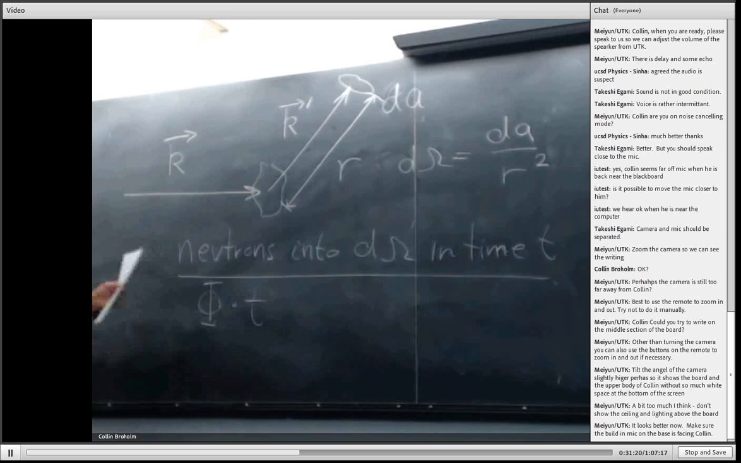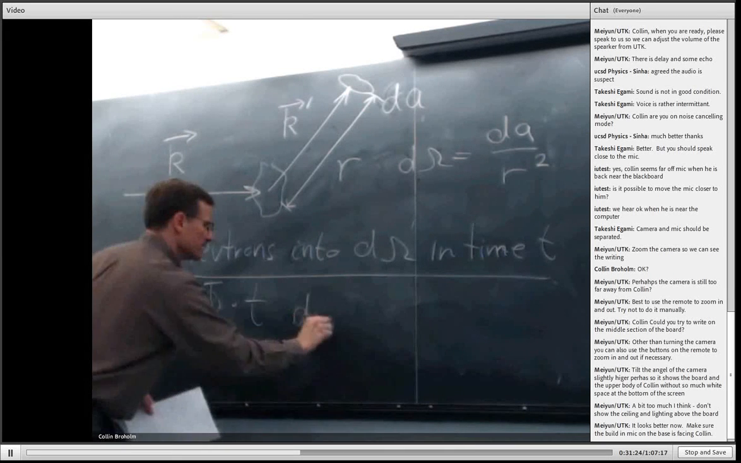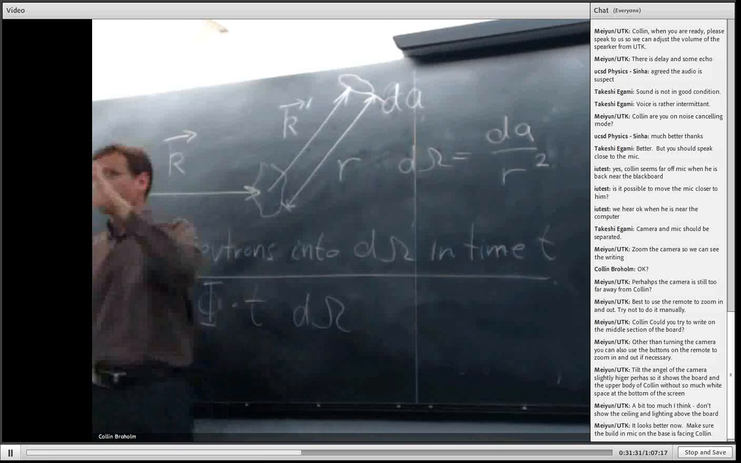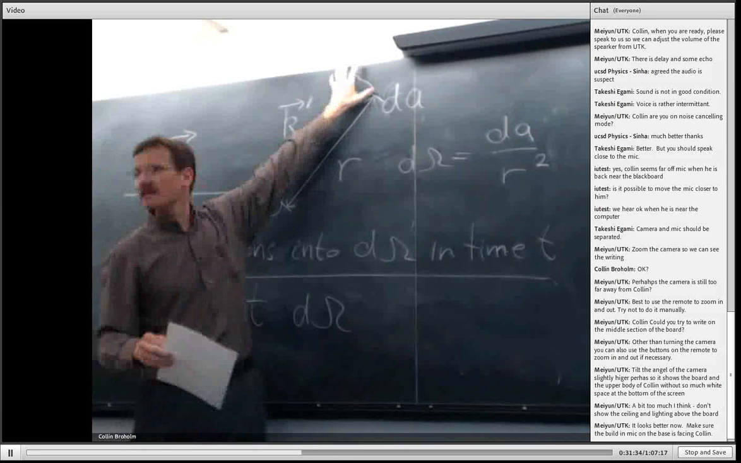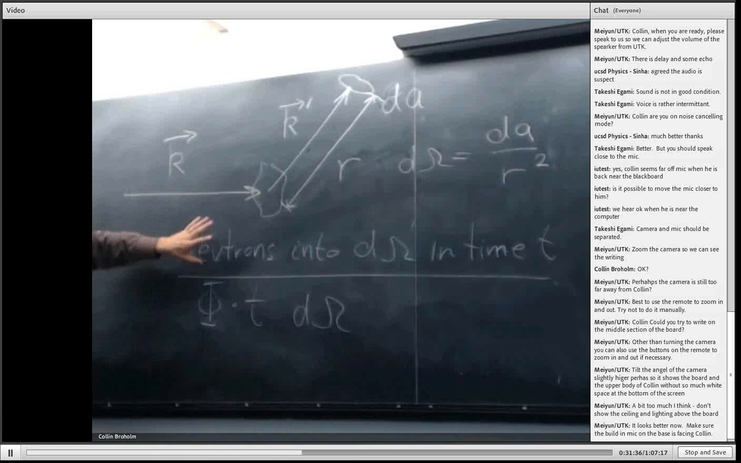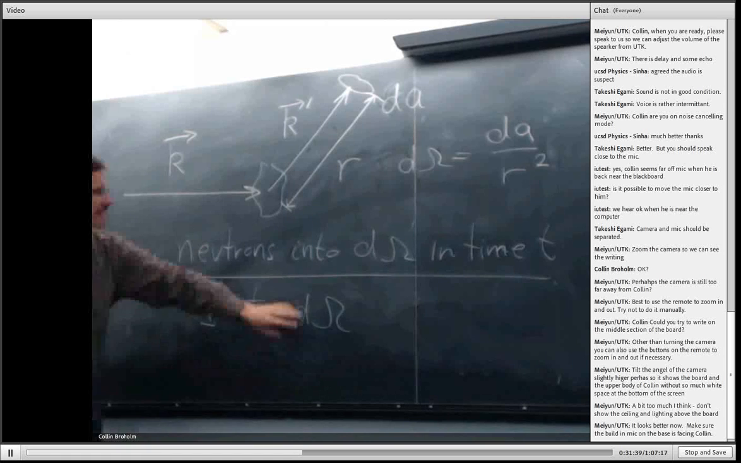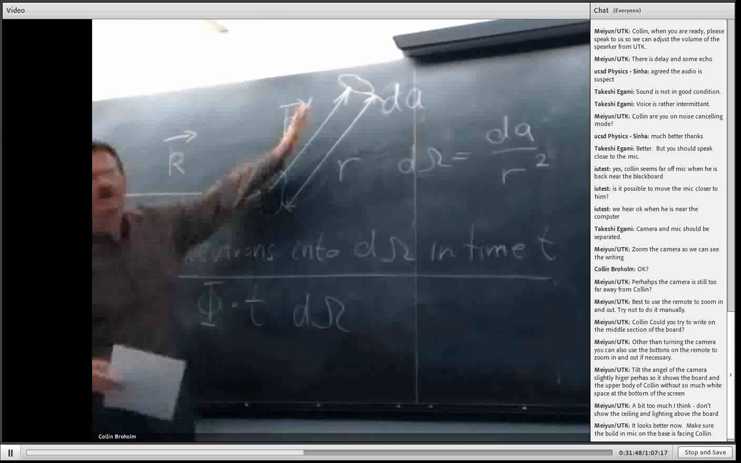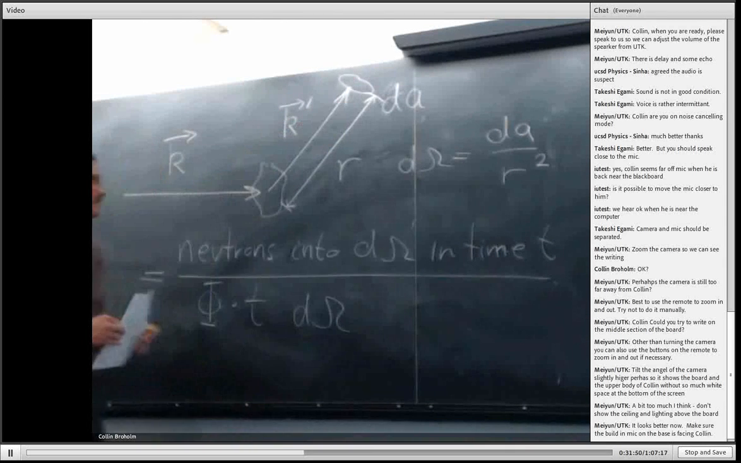Times frankly the time that I ended up waiting, and then I should also divide by d omega here, because if I was to increase, at least from the infinitesimal limit, the size of the solid angle, then I would expect the number of neutrons detected to grow, and I'd like to cancel that out by having d omega also show up in the denominator. And this fraction here, which is essentially the fraction of neutrons scattered into one particular direction of solid angle, I'm going to denote as the differential cross section.